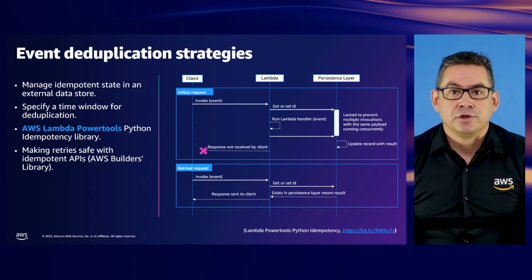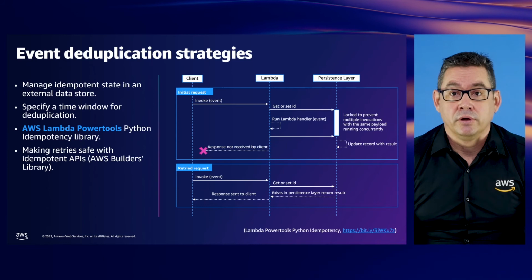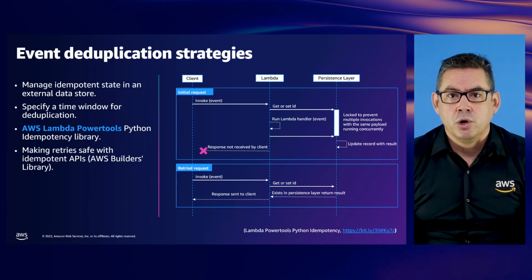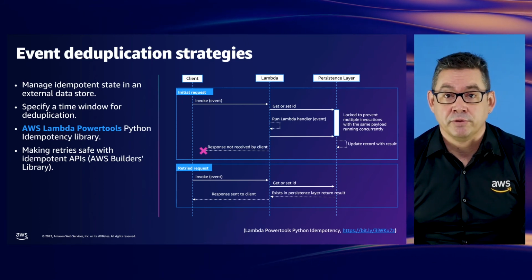What I'm showing you here is a diagram from the idempotency utility in the AWS Power Tools library for Python, which you can use as a reference architecture or embed in your functions to make implementing an idempotency solution a little bit simpler for you.